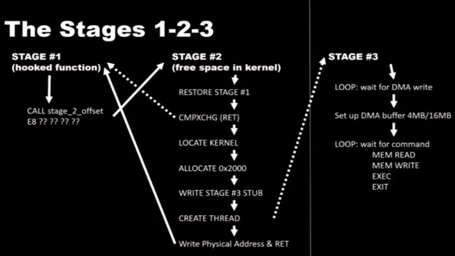And once we find that function, we overwrite it with a call into the stage 2 code, which is already written into the kernel. And when a thread starts executing the hooked function, it immediately jumps to the stage 2 code. And the very first thing the stage 2 code does is restore the stage 1 code to its original state.